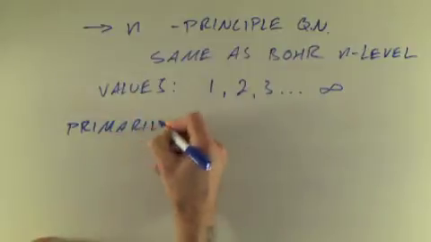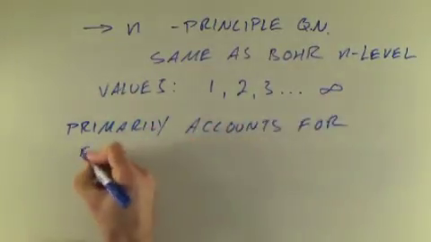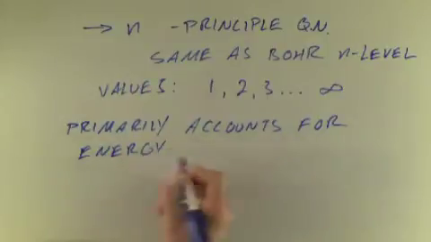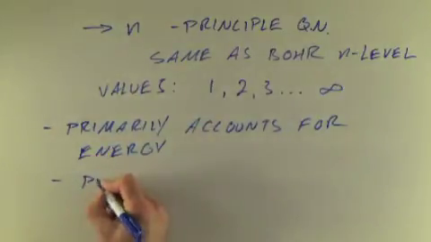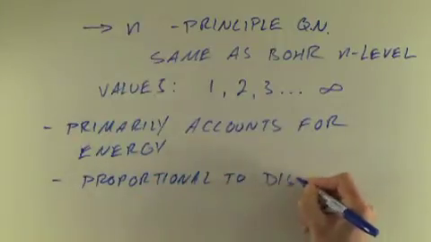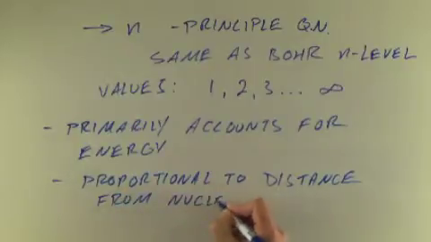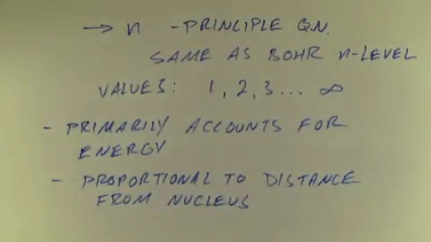It's primarily accountable for the energy that the electron has. And it's roughly proportional to the distance away from the nucleus. Again, similar to the Bohr model. The bigger the value of n, the further from the nucleus. And again, we don't use words like shell or subshell anymore. Energy levels only.